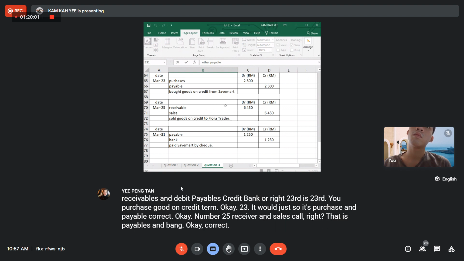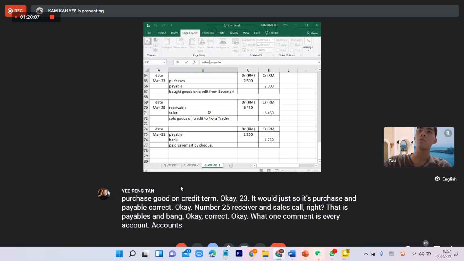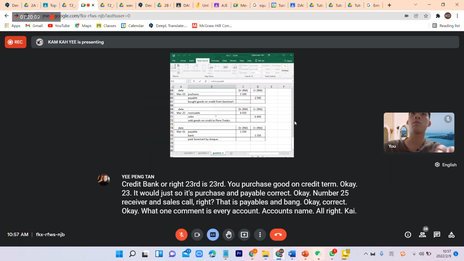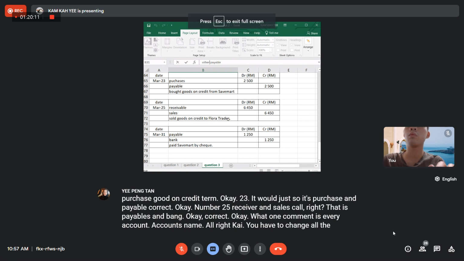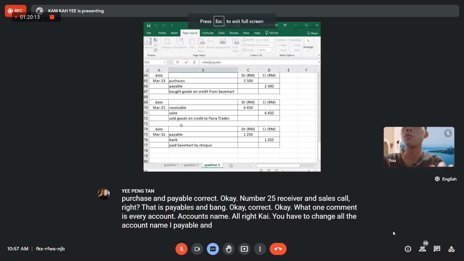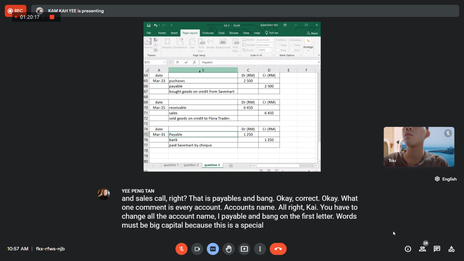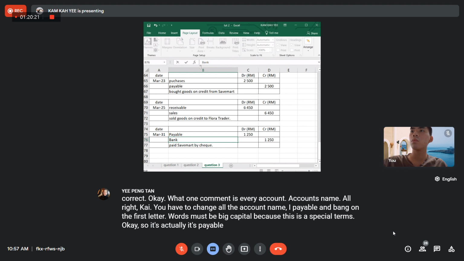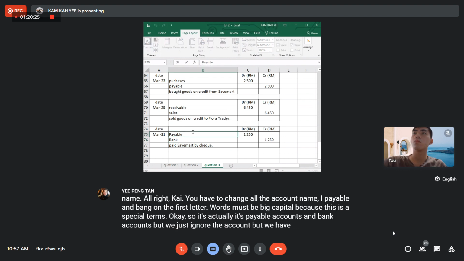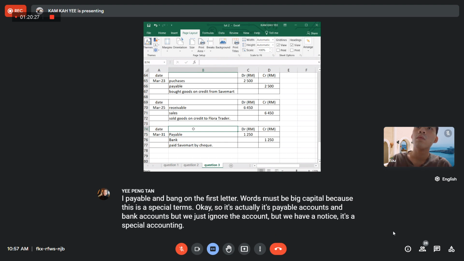Okay, correct. One comment is on every account name. Kai, you have to change all the account names like payable and bank. The first letter must be a big capital because these are special terms. So it's payable account and bank account, but we just ignore the word account. But we have to know this is a special account name. It's the name of the account.